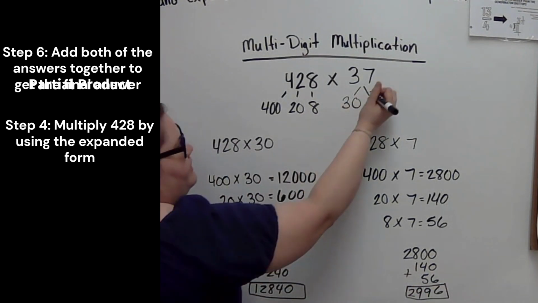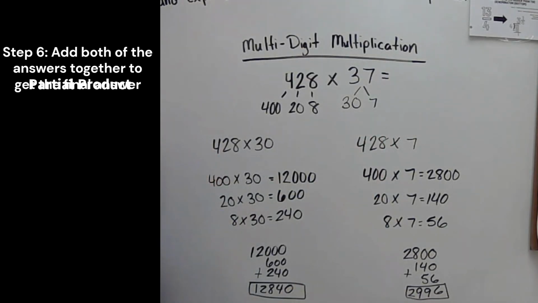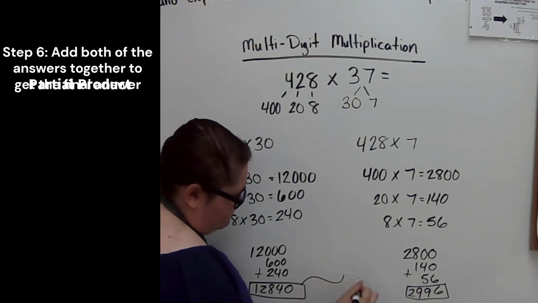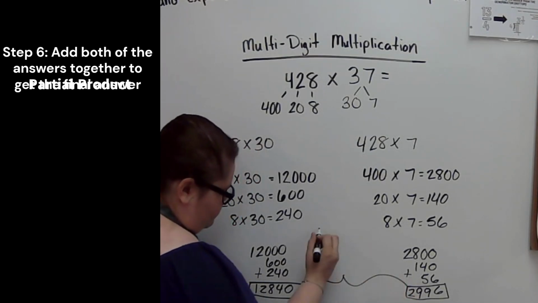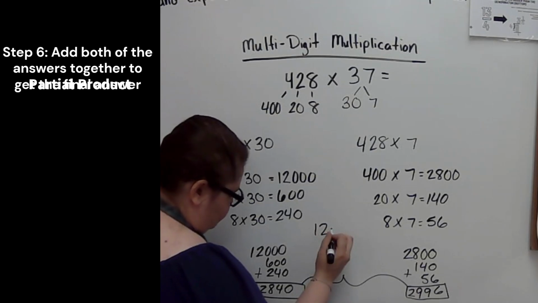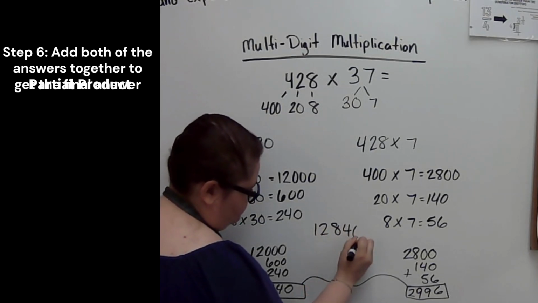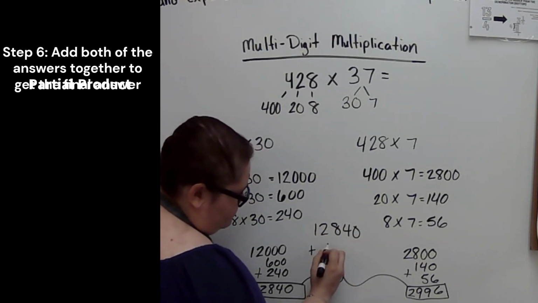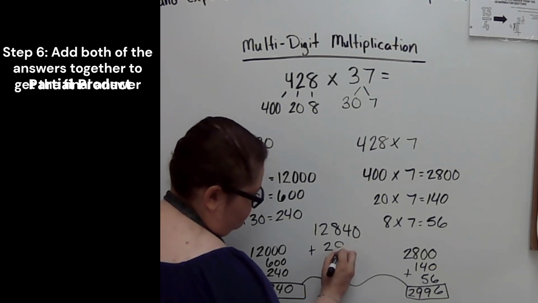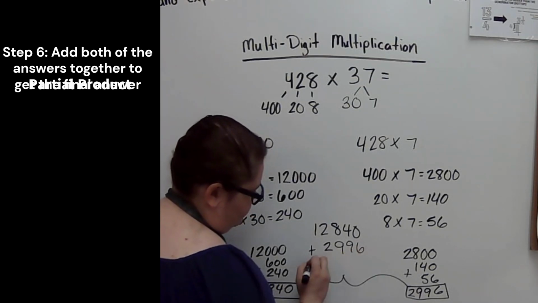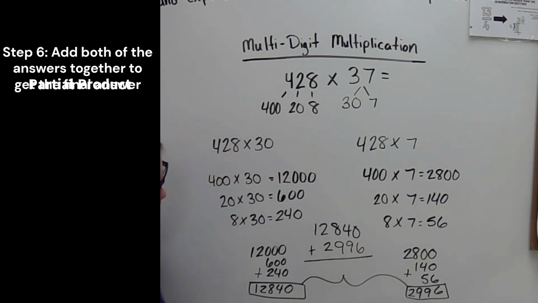Now, to get my final answer for 428 times 37, I need to take both parts and combine them. So I have 12,840 plus 2,996. Again, lining up to make sure they are in the right place value.